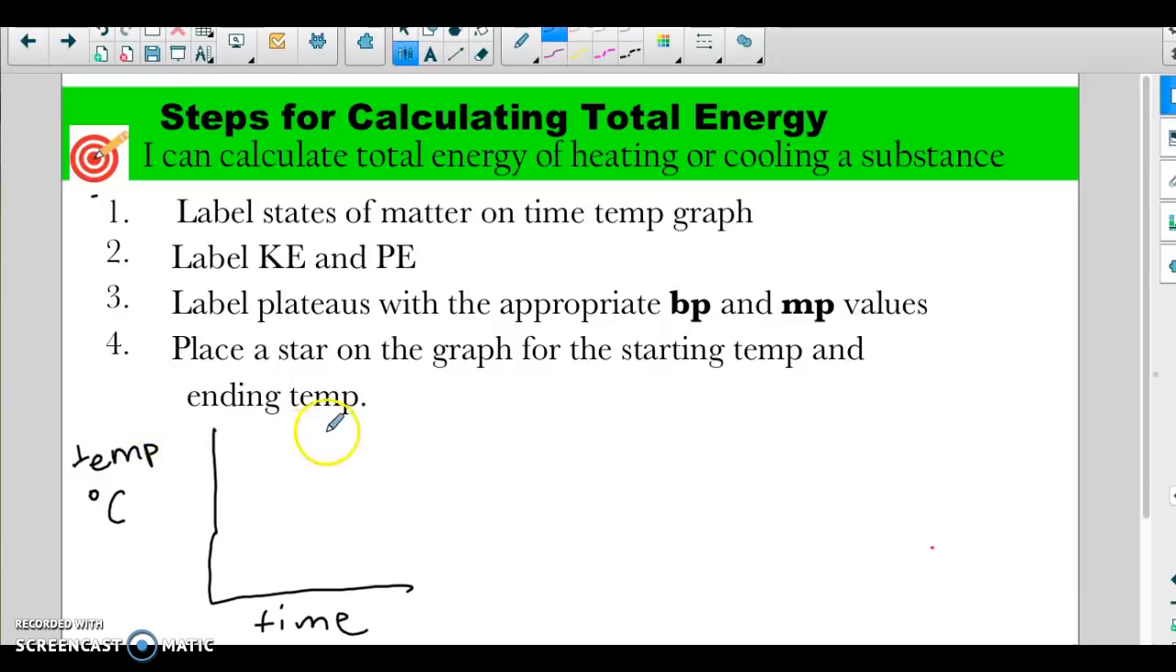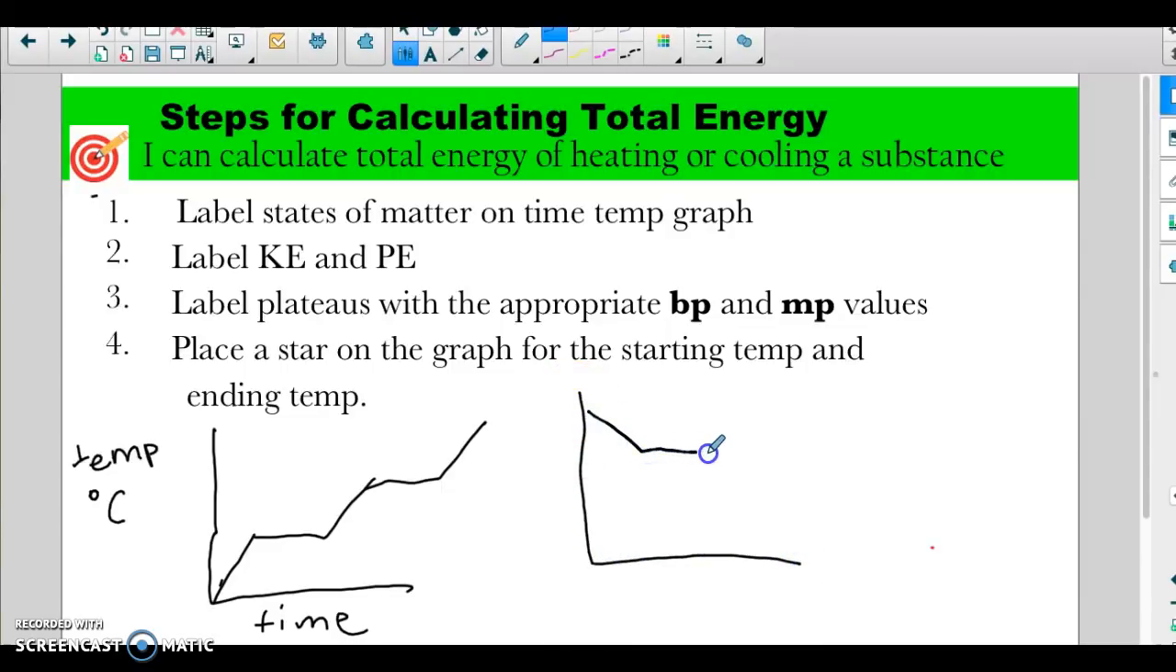And then let's say you're heating something up. You're going to want to sketch something that looks like this. And then if you're cooling, it'll look the reverse.